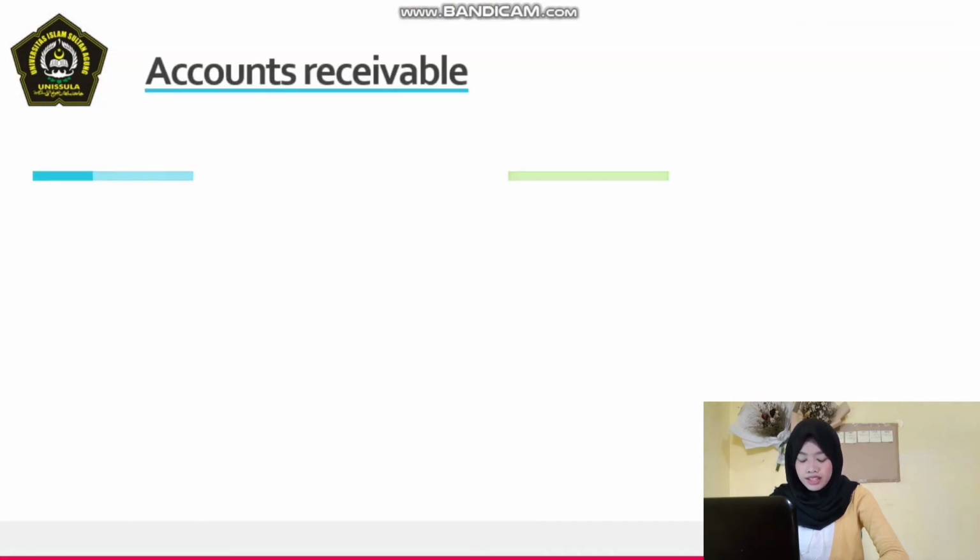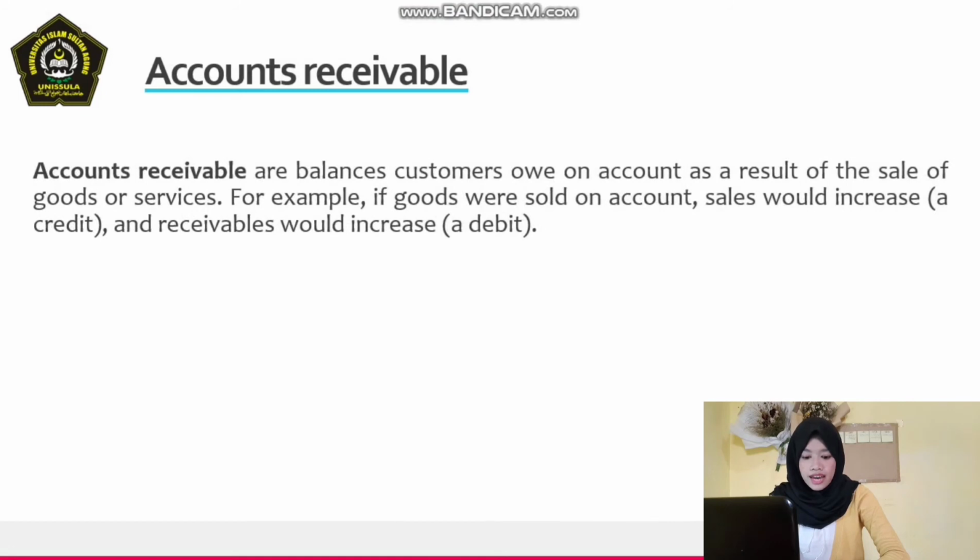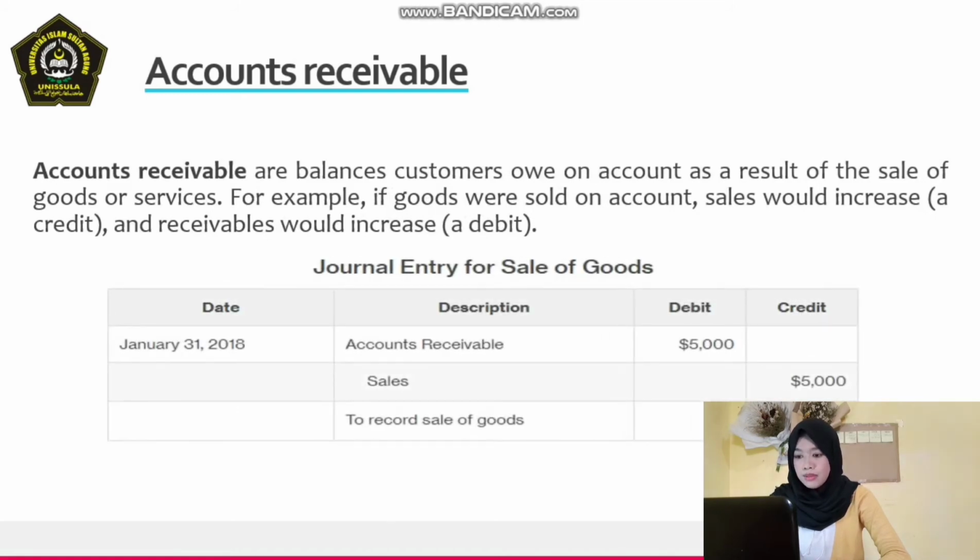Account receivable are balance customers owe on account as a result of the sale of goods or services. They are usually short-term, unsecured, non-interest bearing, and represent the most significant receivables held by a company. Because they arise from business or trade transactions, they are also referred to as trade receivables. For example, if goods were sold on account, sales would increase in a credit and receivables would increase a debit.